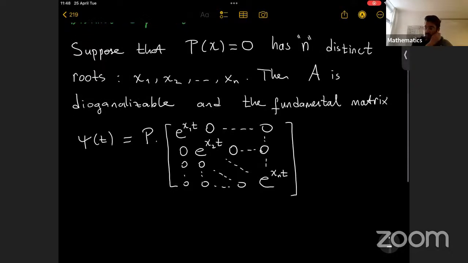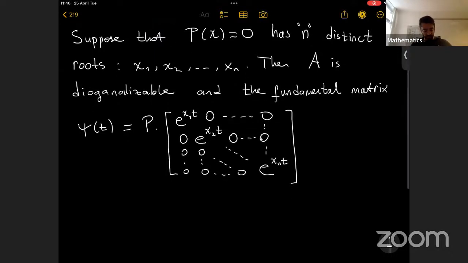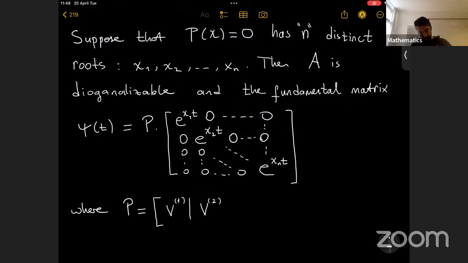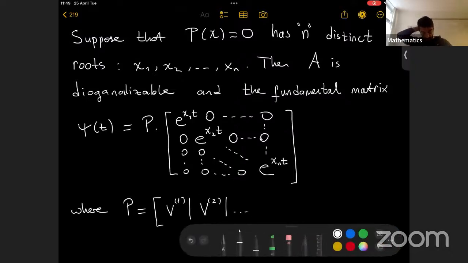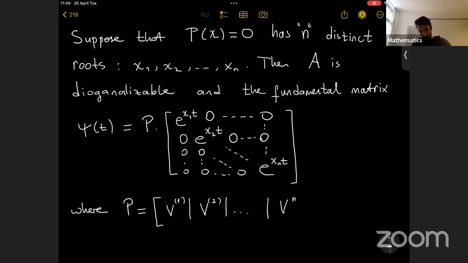So what is P here? P consists of eigenvectors, and lambda i's are eigenvalues of A. Here, P is the matrix consisting of eigenvectors v1, v2, up to vn, and these are eigenvectors of A, right?